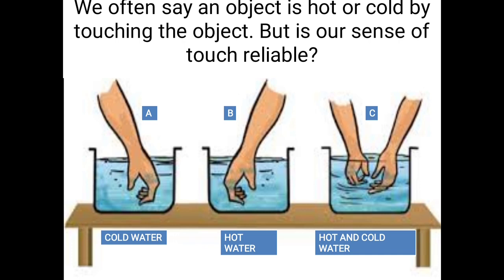Here you can see there are 3 jars with water. In mug A there is cold water, in mug B there is hot water, and in mug C we will take both hot and cold water, or normal water. And then I will say put your left hand in cold water and put your right hand in hot water.